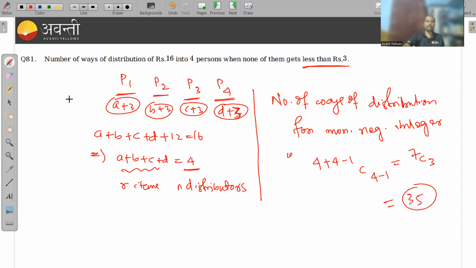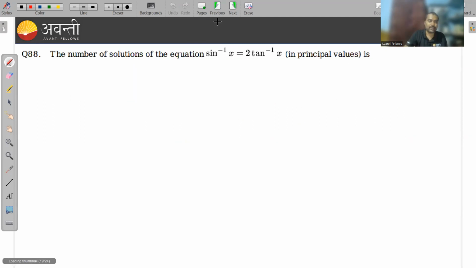So 35 is the correct answer for question number 81. 35 is the correct answer. Let's move to the next question here.